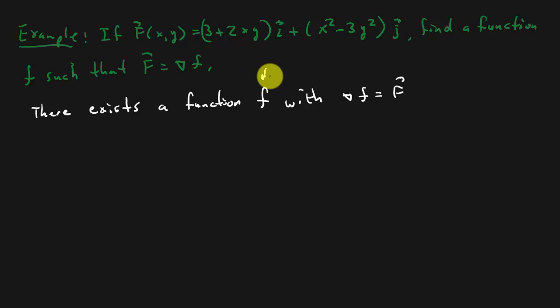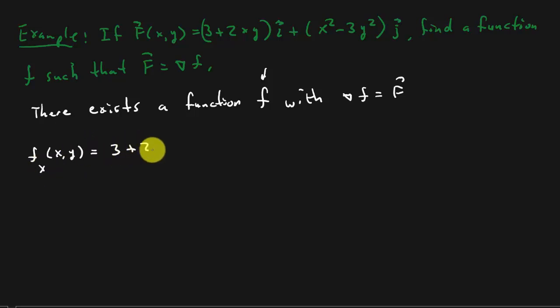So if you remember, we have the gradient of f equals F. When we took the gradient of our potential function, this is the partial of f with respect to x, and this is the partial of f with respect to y. So the partial of f with respect to x is equal to 3 plus 2xy, and the partial of f with respect to y is equal to x squared minus 3y squared. Remember how you took the gradient: it's the partial of f with respect to x times vector i plus the partial of f with respect to y times vector j.